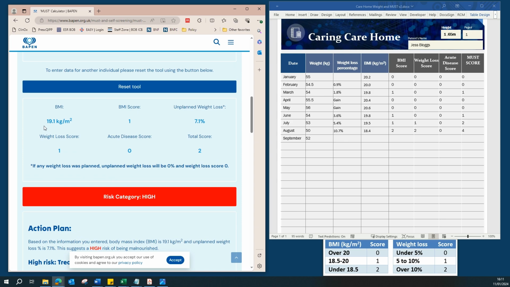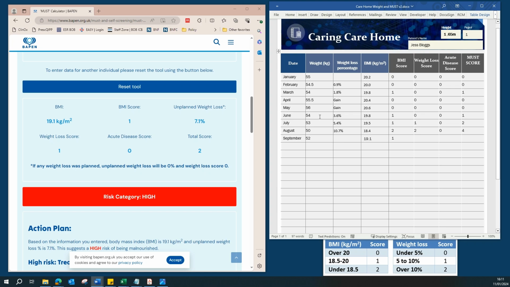So her BMI is 19.1 and they've given us a BMI score of 1 for that. So if her BMI was over 20, that's a healthy weight and would score 0. If her BMI was between 18.5 to 20, that would give a score of 1. And a BMI of under 18.5 is very underweight, and that would score 2.